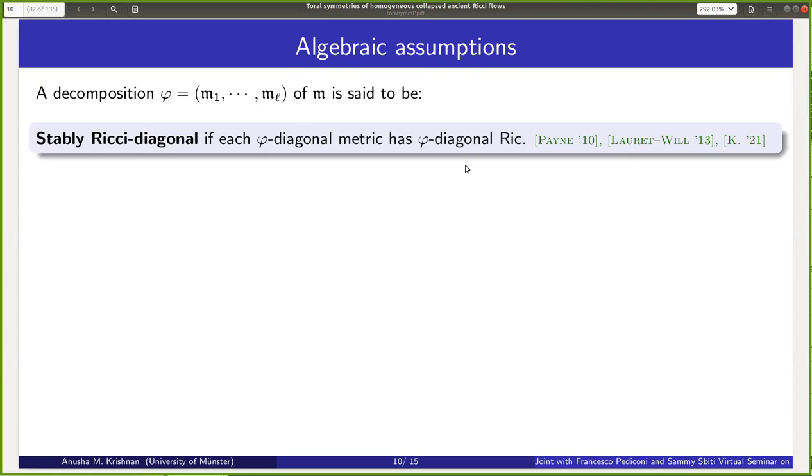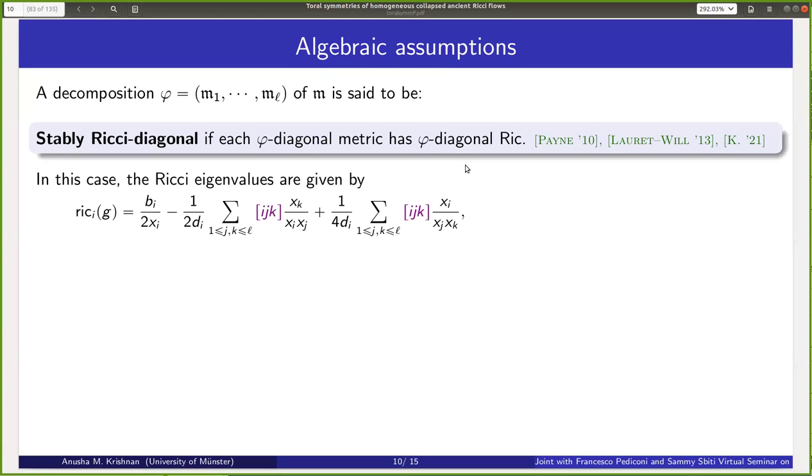Why is this condition important? Because it ensures that the metric flows through diagonal metrics. In other words, the eigenspaces of the metric will not be changing under the Ricci flow, and that is important for our analysis.